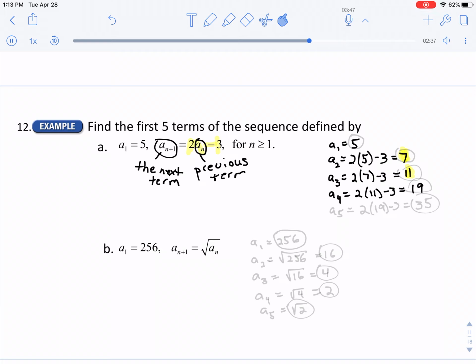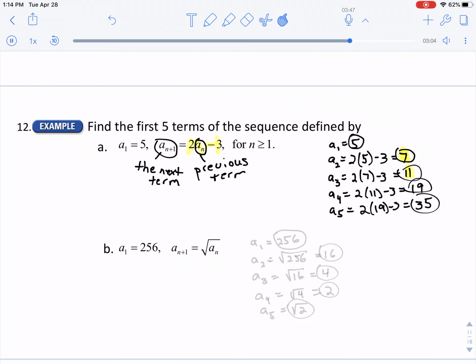And a sub 5 is 2 times the previous term, which is now 19, minus 3. 2 times 19 is 38, and 38 minus 3 is 35. So the answers are: the first term is 5, the second term is 7, the third term is 11, the fourth term is 19, and the fifth term is 35. All right, let's go to B.